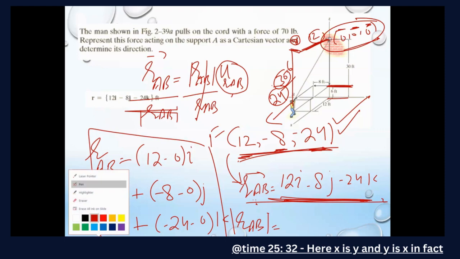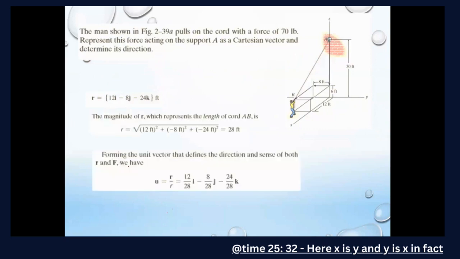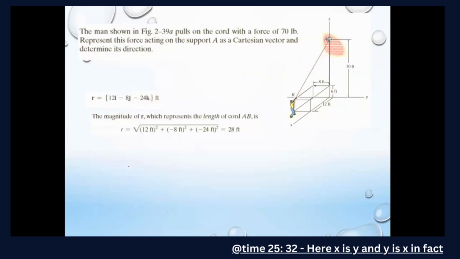I'll erase some portion from here. This got erased all the way. Do you know how can I get it back? No. Anyway, it's here, so I'll use this one.